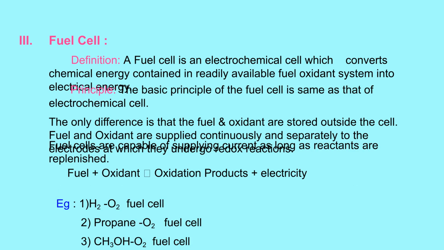A fuel cell is an electrochemical cell that converts the chemical energy of a readily available fuel oxidant system into electrical energy. Its basic principle is similar to an electrochemical cell, but the fuel and oxidant are continuously supplied externally to the electrodes. The output is oxidation products plus electricity. Examples include the hydrogen-oxygen and propane-oxygen fuel cells.